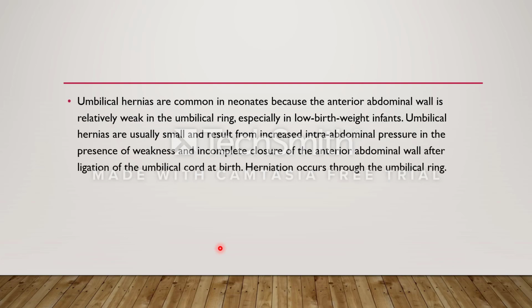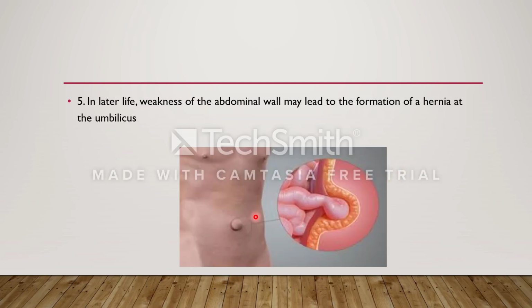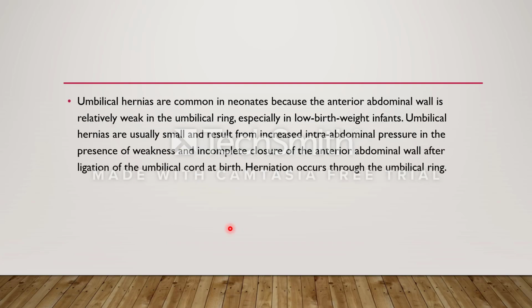Umbilical hernias are common in neonates because the anterior abdominal wall is relatively weak at the umbilical ring, especially in low birth weight infants. Umbilical hernias are usually very small, and they result from increased intra-abdominal pressure in the presence of weakness and incomplete closure of the anterior abdominal wall after ligation of the umbilical cord at birth. Herniation occurs through the umbilical ring. That is, an umbilical hernia can occur in old age as well as in neonates.